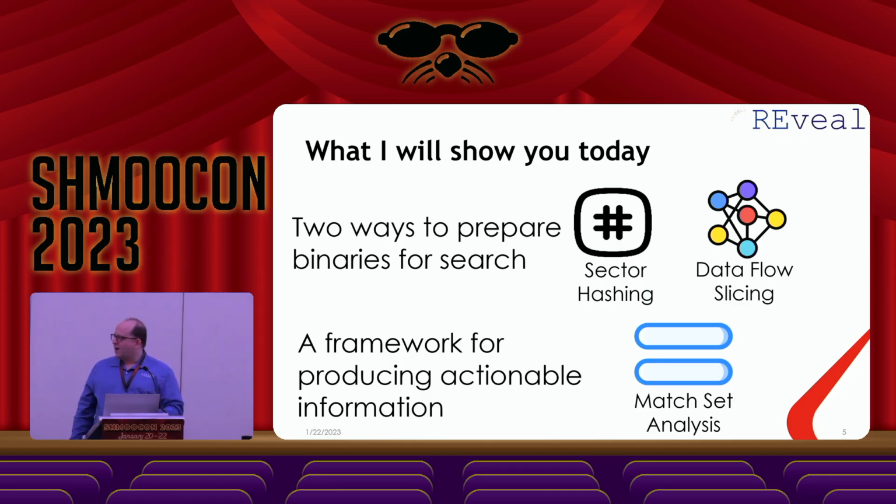The problem, though, is that sector hashing only works on the raw bytes, and as I showed you already, the bytes do change. So I came up with this idea of lifting the binaries with a technique called data flow slicing. That lifts the binaries into a representation that is agnostic to the underlying bytes that implement it. And we'll get into that later.